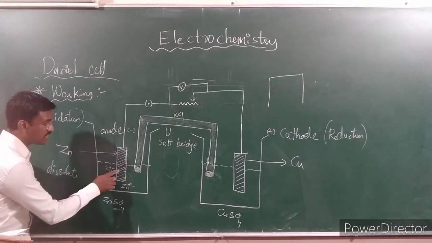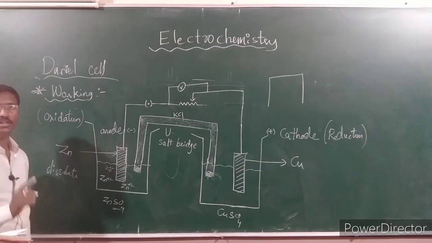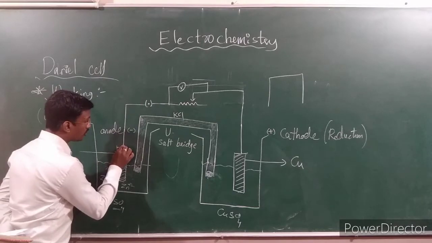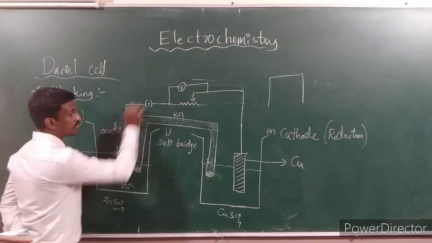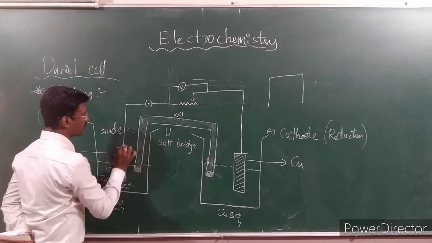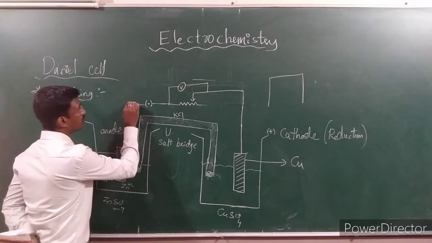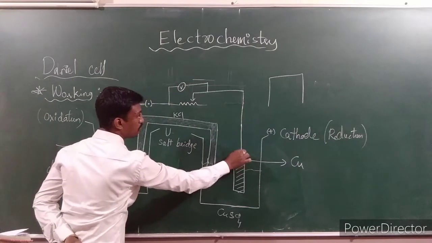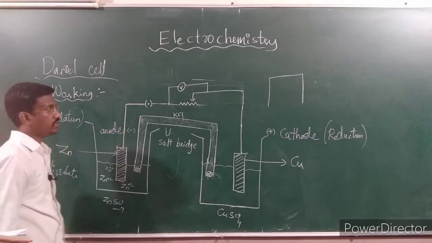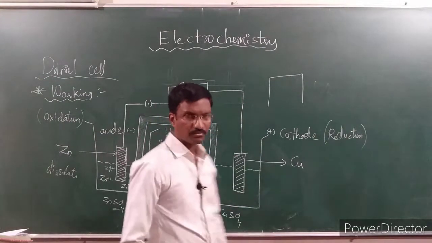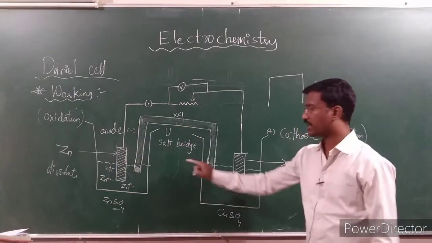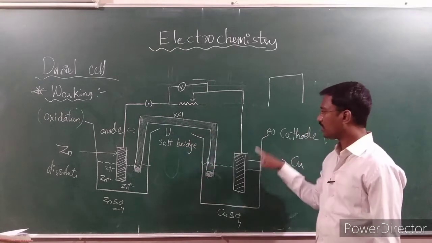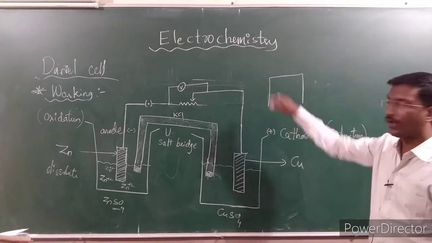Look here, I said zinc forms a zinc 2+ ion, meaning it has lost 2 electrons. The lost electrons go from zinc through the external wire. The electrons are transferred externally and move towards the cathode, which is positively charged. So zinc undergoes oxidation, it undergoes dissolution, and electrons are transferred from zinc to copper through the external wire.